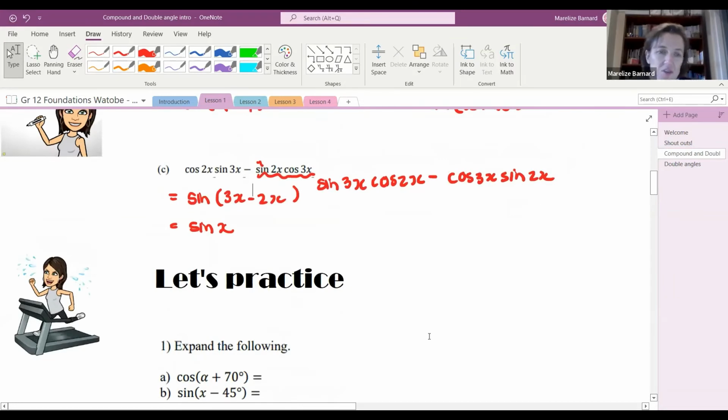Okay, a little bit more practice. Let's do those first two. Expand the following. Okay, and if you have a special angle, please simplify as far as possible using the special angle ratios. Okay, I'm going to give you 3 minutes to do these two. So we'll check back at 1723.